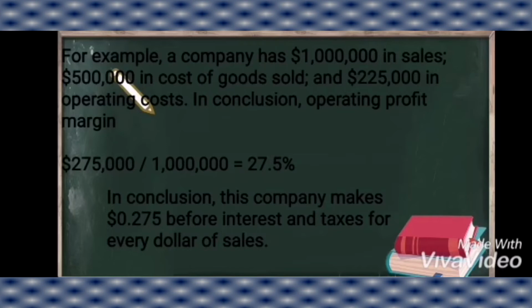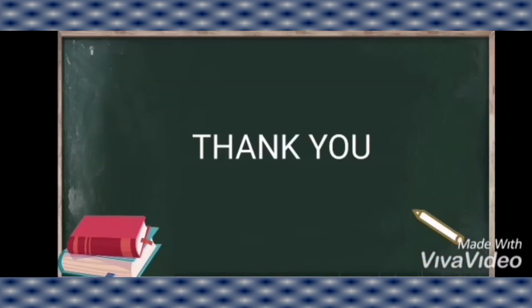Mao ni siya 275. So kani si operating income i-divide nato sa net sales na 1 million. So ang equals is 27.5 or 27.5%. So in conclusion, this company makes 0.275 before interest and taxes for every dollar of sales. So, ang next kay mag-discuss pa si Baron about sa mga example.